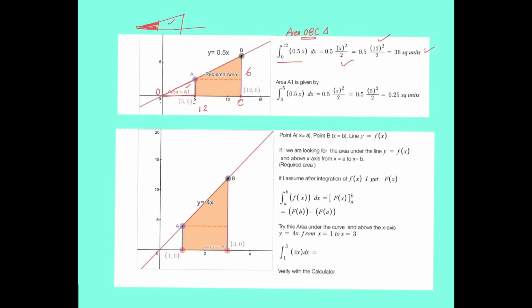Now area 1 is the small triangle, and the small triangle equation won't change, only the limits will change, from 0 to 5. So it's 36 minus 6.25, 29.75 square units. That would be the required area. We can verify this in different ways.